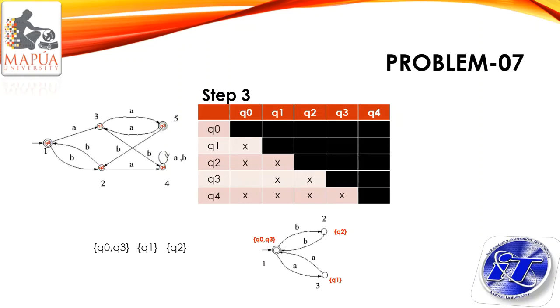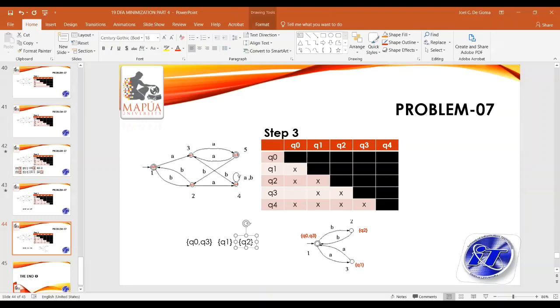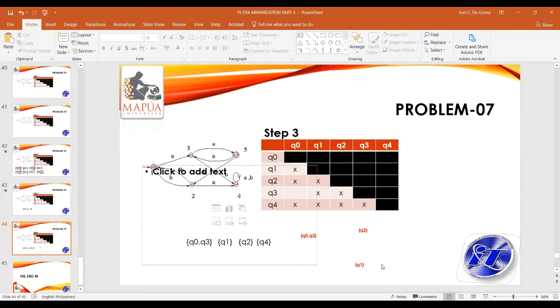Okay, but we should have Q4 here rather. Okay, so this will be the grouping for the trap state. So this drawing is incorrect. So let's remove it.